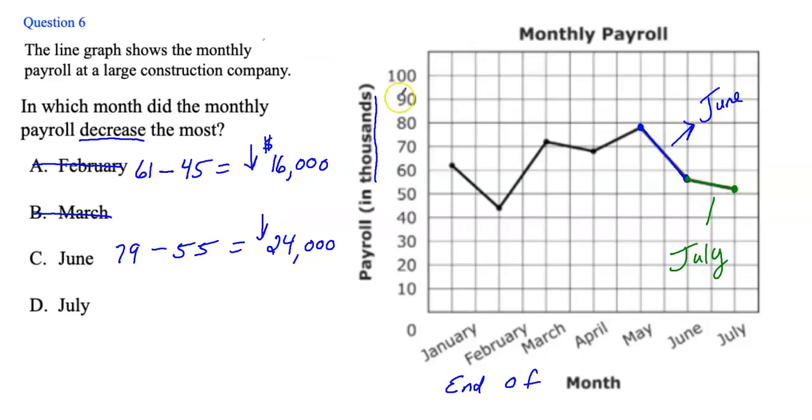Hopefully you're thinking June, because June slants down more quickly. It's more steep. July does not slant down as quickly. It's decreasing more rapidly here than here. Therefore, I can get rid of July. And my answer has to be June. Let's move on.